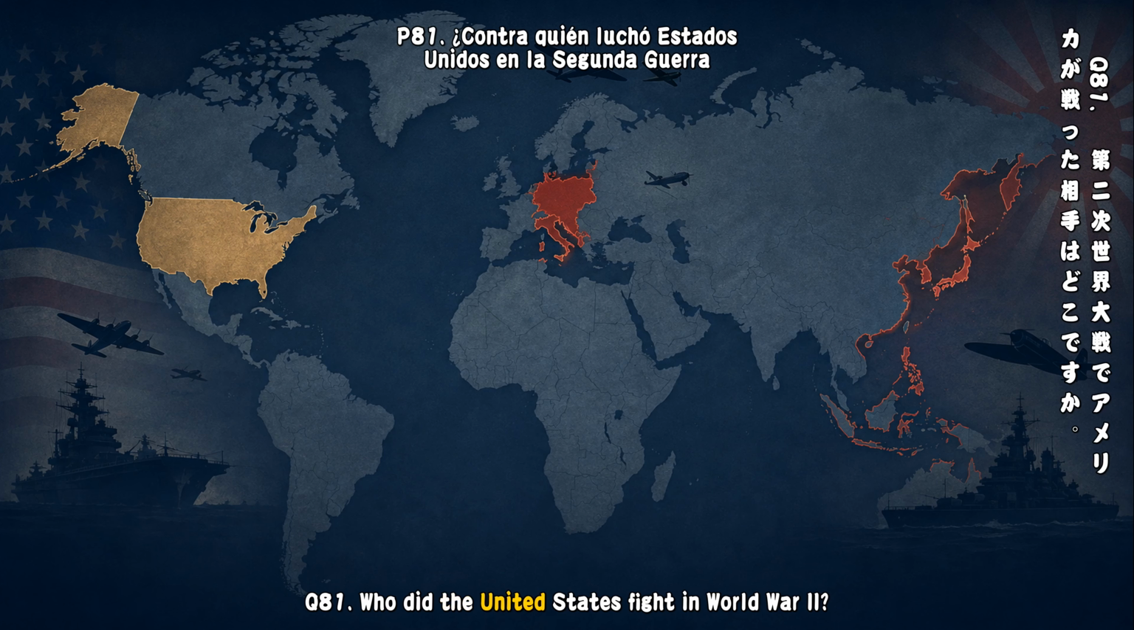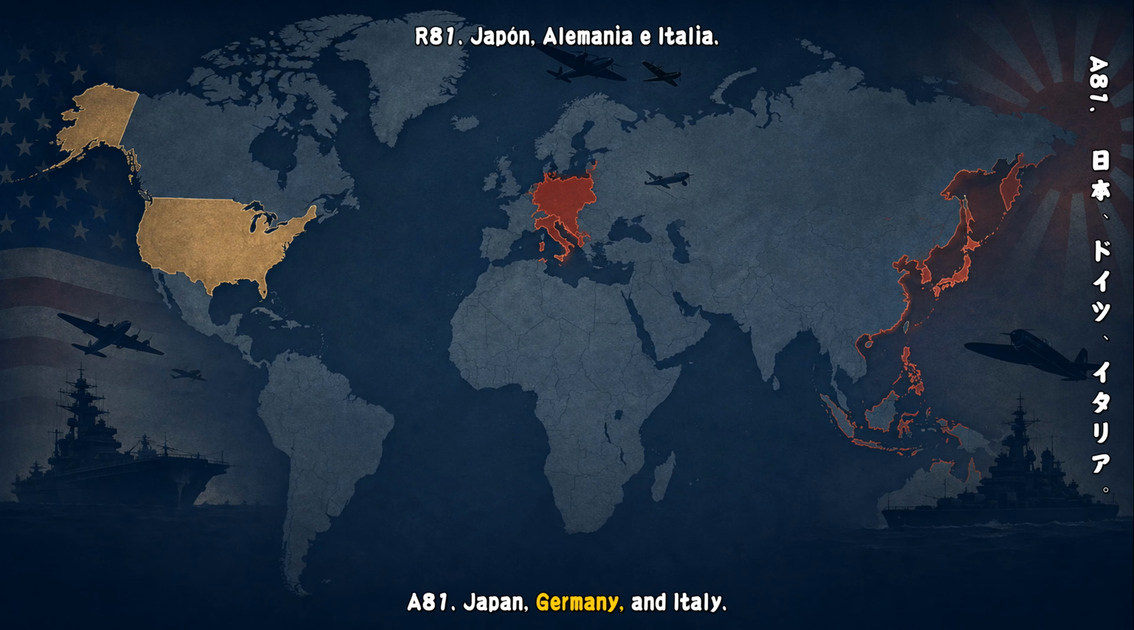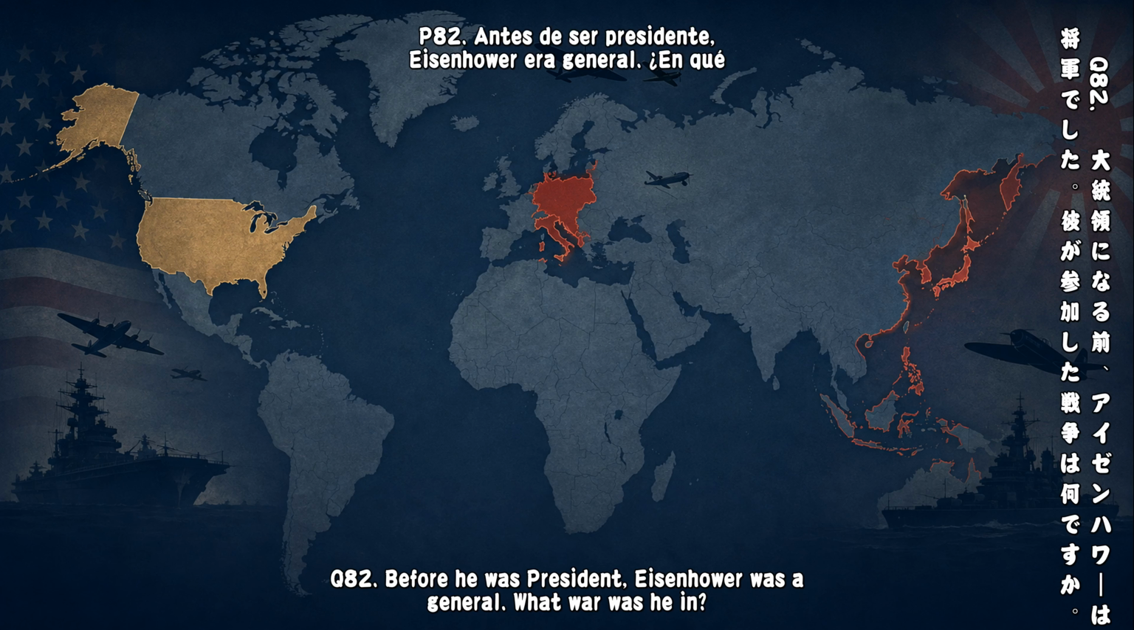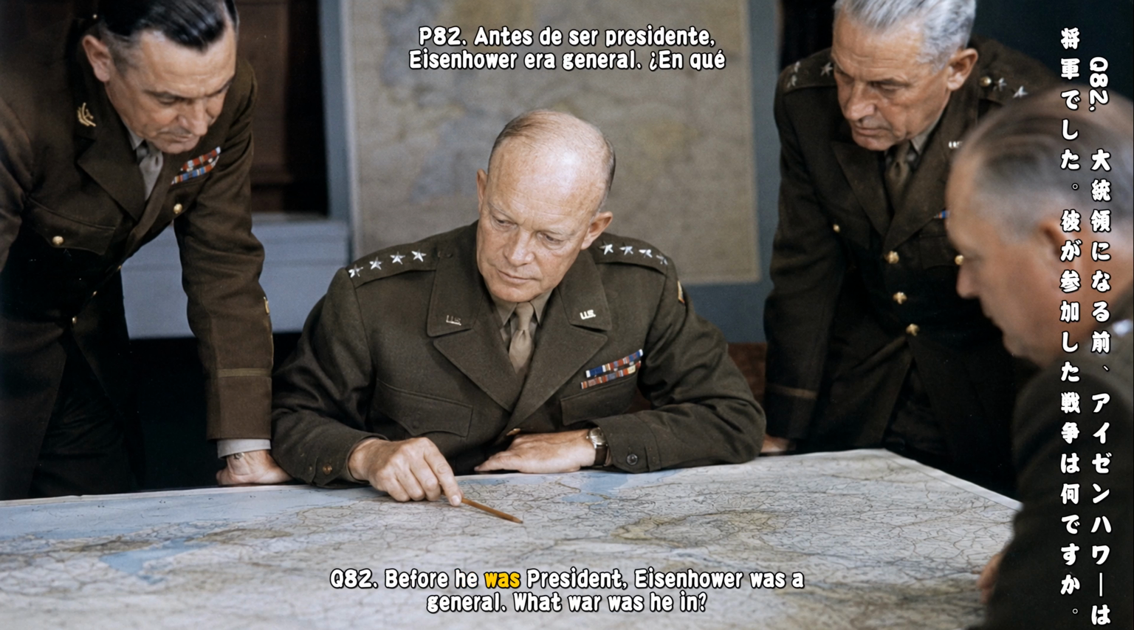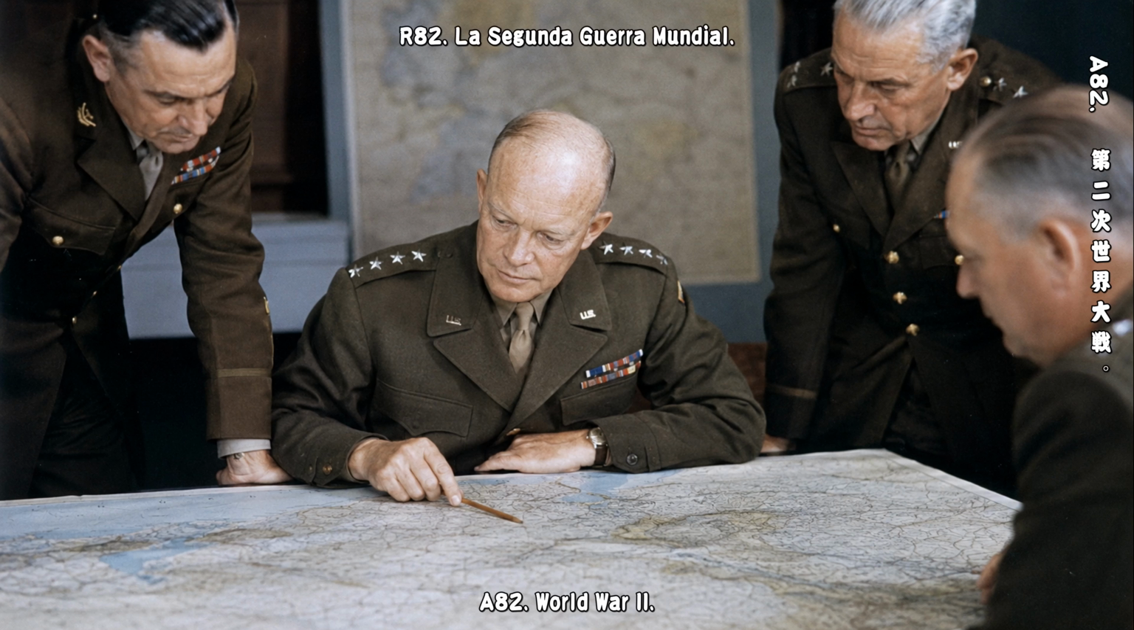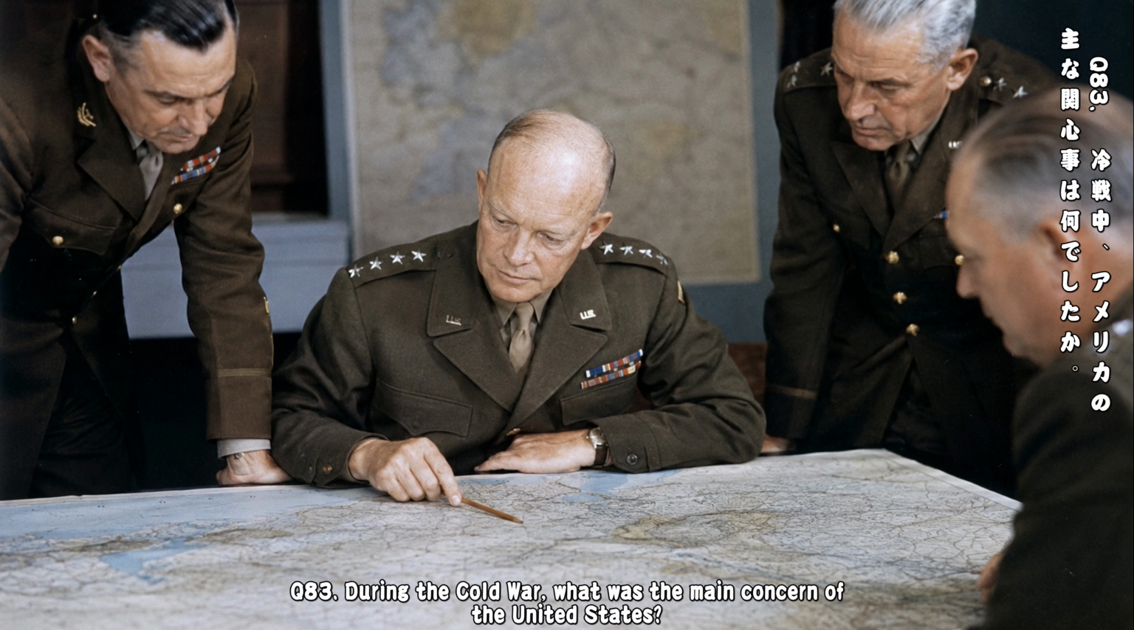Who did the United States fight in World War II? Japan, Germany, and Italy. Before he was president, Eisenhower was a general. What war was he in? World War II.